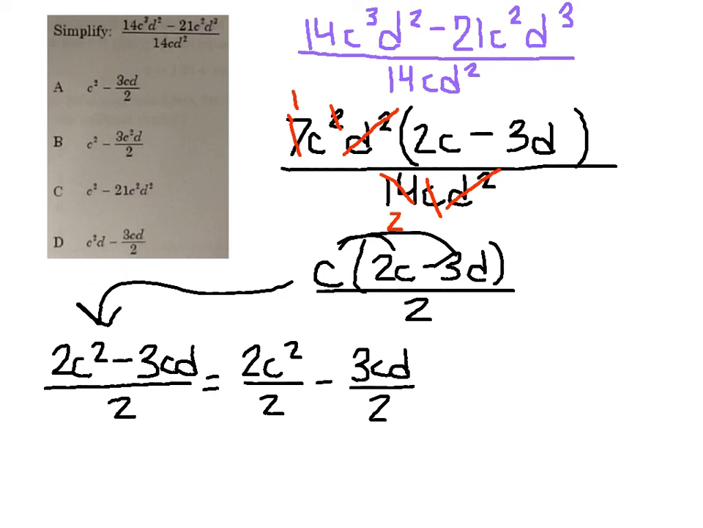So I'm looking at what I have so far here, and I want to see if there's anything that cancels out so it looks more like my final answer. So I see these two 2's cancel out. I don't see anything else that could cancel out over there. So I'm going to go ahead and finish that off. Write C squared minus 3CD over 2. So looking at my final answers, it looks like A is the best answer. It's the answer that fits.